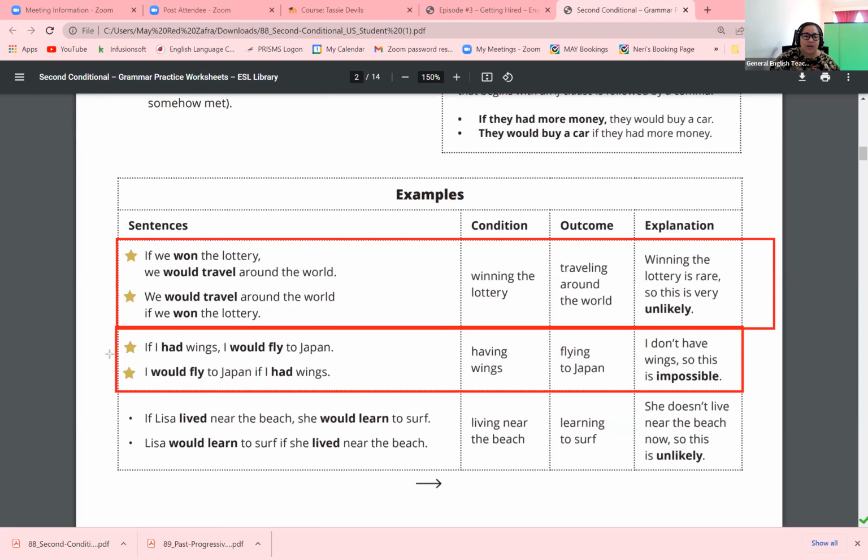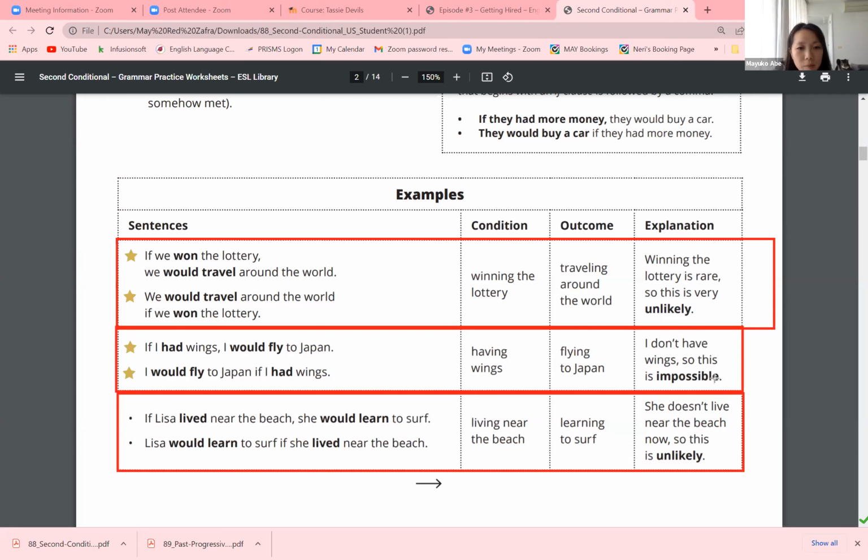Next, Mayuko, can you read the third example, please? If Lisa lived near the beach, she would learn to surf. Lisa would learn to surf if she lived near the beach. Okay, beautiful. So again, there has to be a condition. What's the condition? Living near the beach. And what is the outcome? Learning to surf.